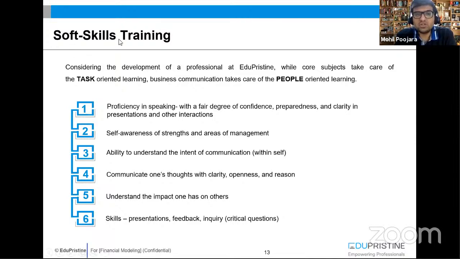So EduPristine also has a soft skill training that they give with this course, where they teach about how to speak properly, how to speak confidently, how to have clarity in what you present and what you talk about, how to understand what the other person is saying and how to reply to them, so on and so forth. So there's this whole section on soft skill trainings as well.